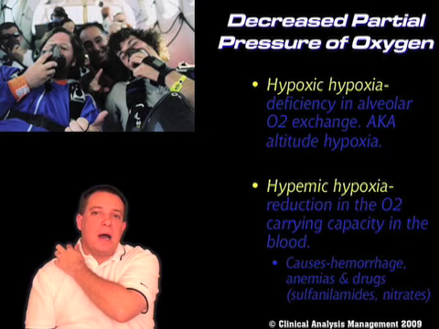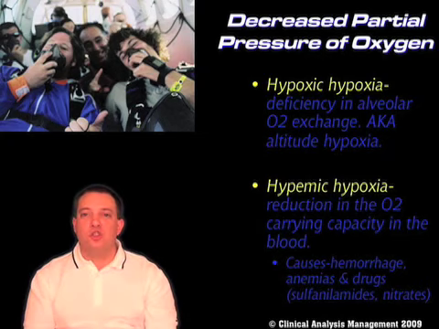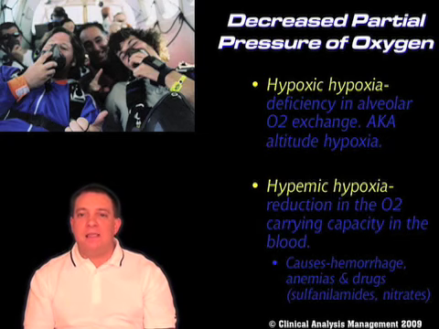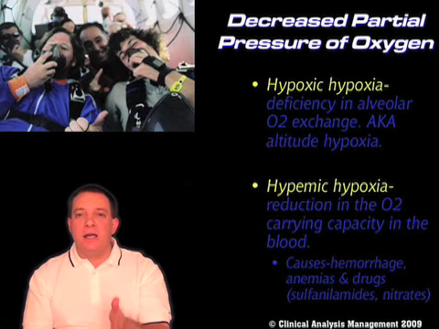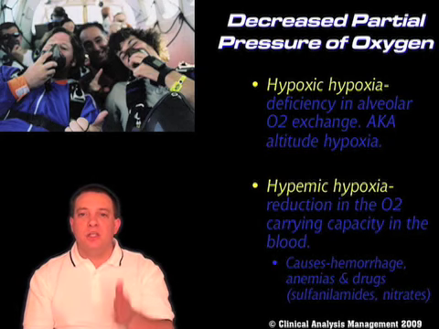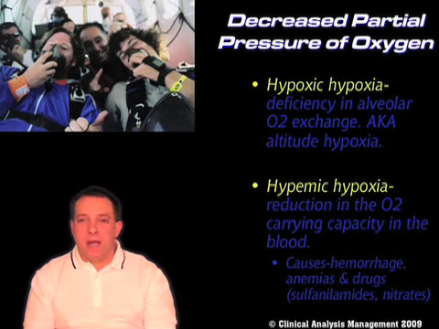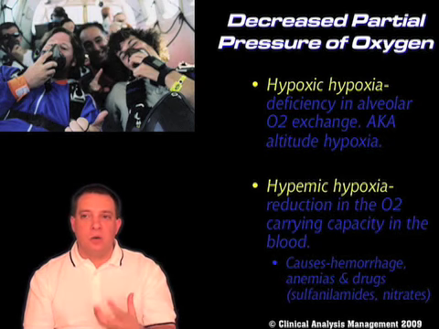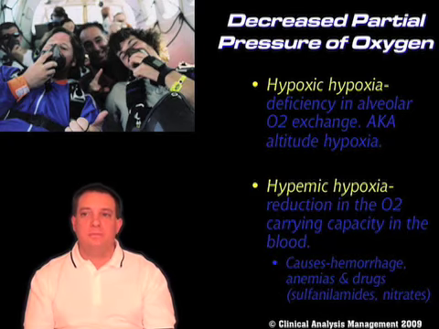The big thing you need to know about hypemic hypoxia is it's actually one of the strongest, most powerful types of hypoxia in the body. Because 98% of your oxygen is bound to your hemoglobin. If we cut your hemoglobin in half, we've essentially cut your oxygen in half. So hypemic hypoxia is a profound cause of hypoxemia. And we always want to be looking for that. We always want to be assessing our patients, not only to make sure they don't have hypoxic hypoxia, but also to make sure they don't have hypemic hypoxia.